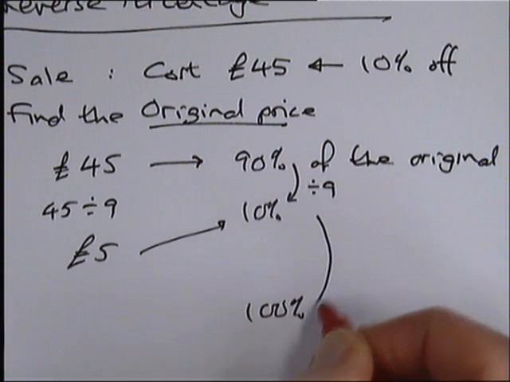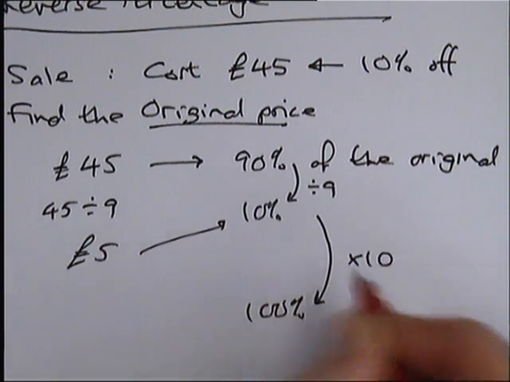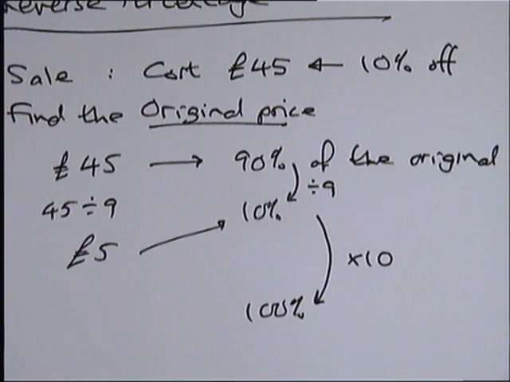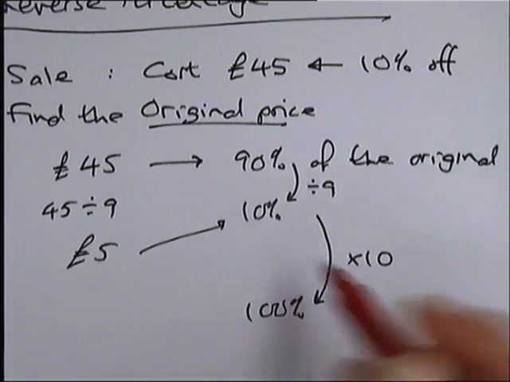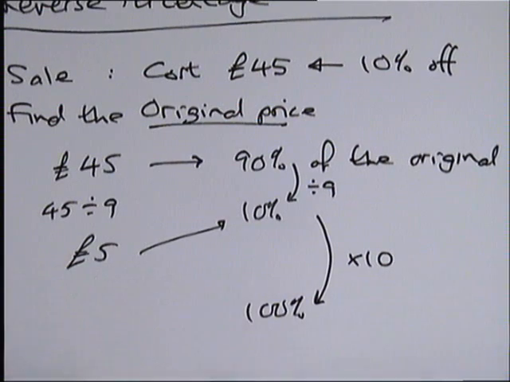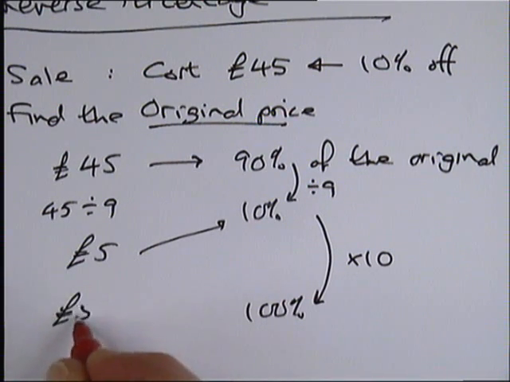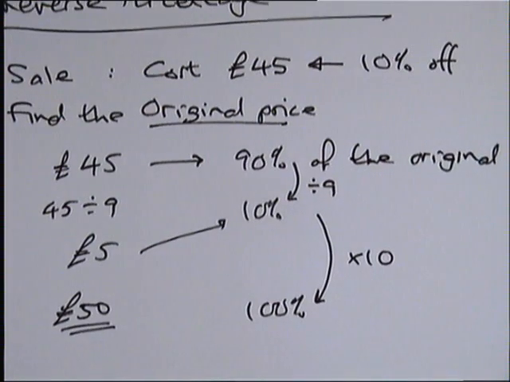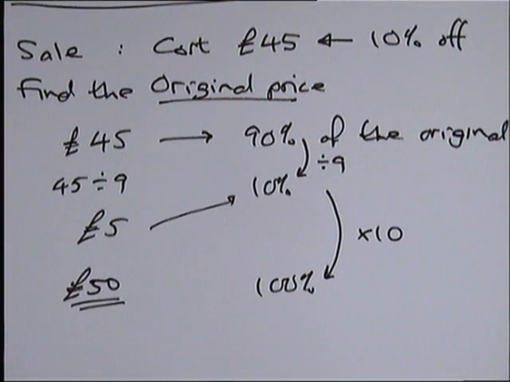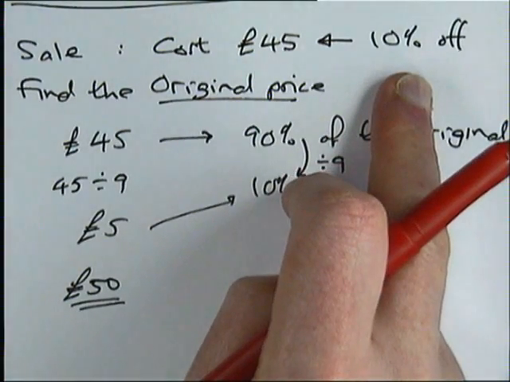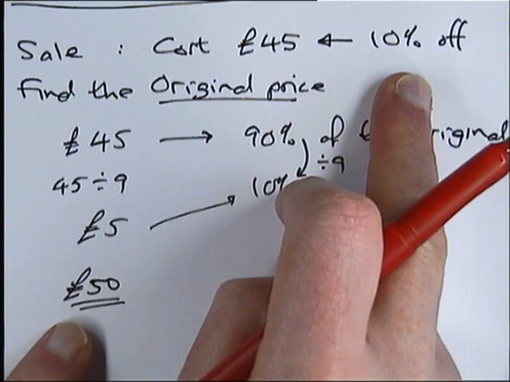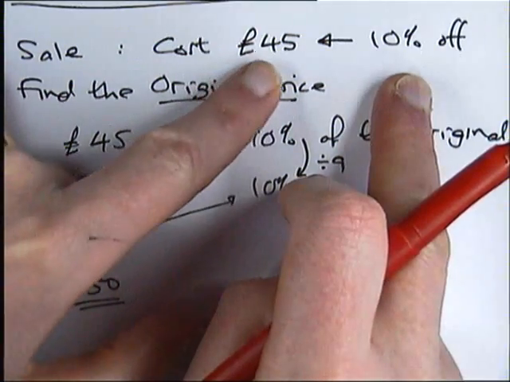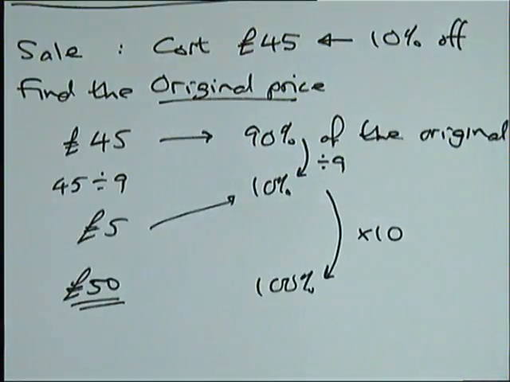Now remember, I'm actually after 100%. What do I do to 10%? To get 100%, I times 10 by 10 to get 100. So if I times this number by 10, I need to times this number here by 10 as well. And 5 times by 10 is 50. So the original price was £50. You can always check this, because if it started off at £50 and you knock 10% off, well, 10% of £50 is £5. Knock the £5 off, you do get the 45 that was given to you in the question at the beginning.